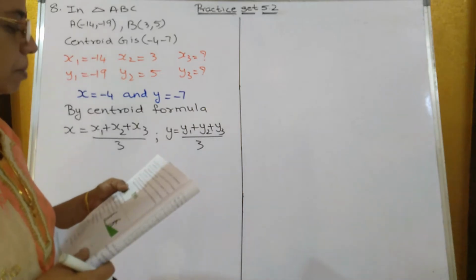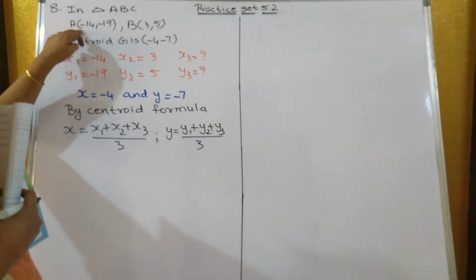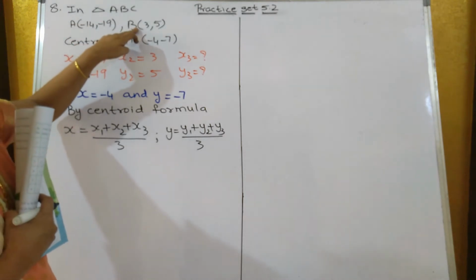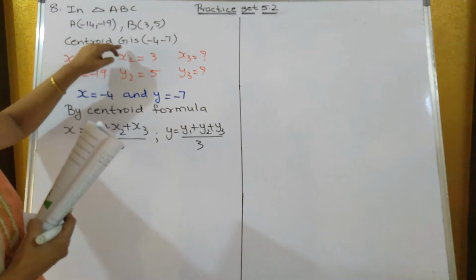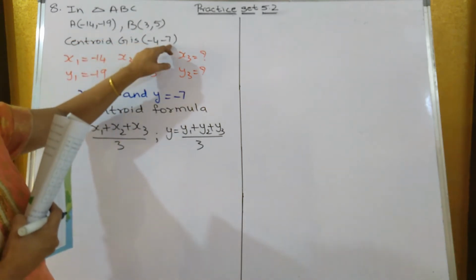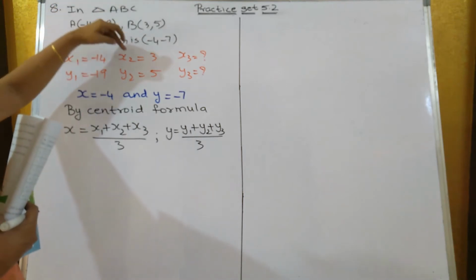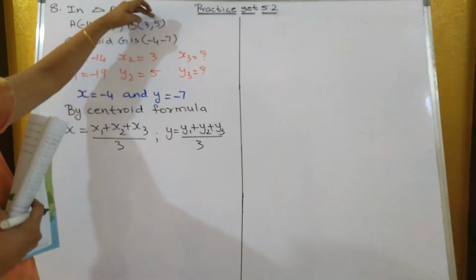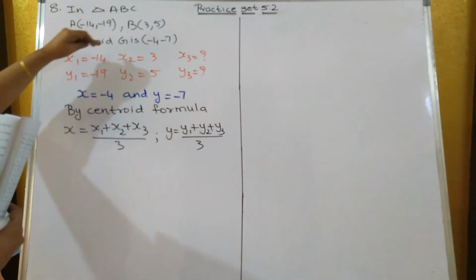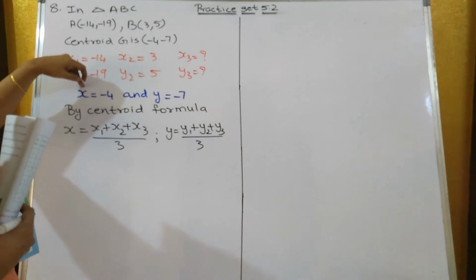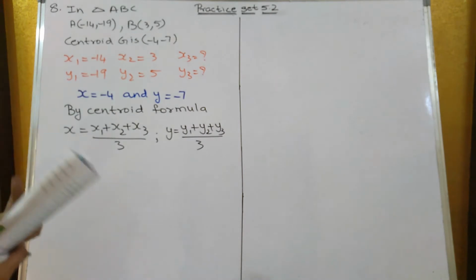Now sum number 8. In triangle ABC, A is given as (minus 14, minus 19) and B is given as (3, 5), and the coordinates of C are not given, and the centroid G is also given, that is (minus 4, minus 7). That means x1 is minus 14, y1 is minus 19, x2 is 3 and y2 is 5, and x3 and y3 are not given, which we have to find. For centroid G, x is equal to minus 4 and y is equal to minus 7. So we have to use the centroid formula.